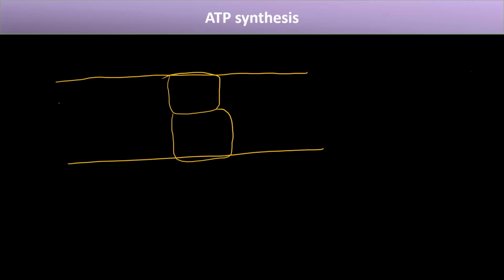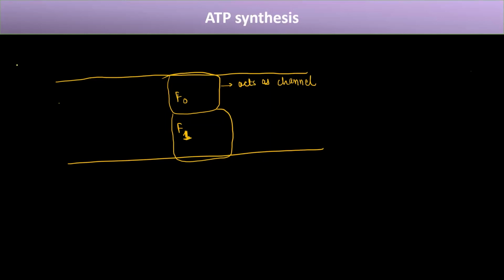Now, what does this fifth complex do? It has two components. The one is known as F naught, and the second one is known as F1. And because of this, it is known as the F naught F1 particle. Now this F naught particle acts as a channel. Now, what is a channel? A channel is simply a carrier that does not require any energy for the transportation of compounds across it. So this F naught acts as a channel.